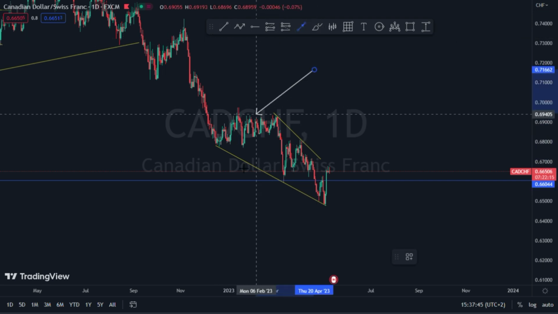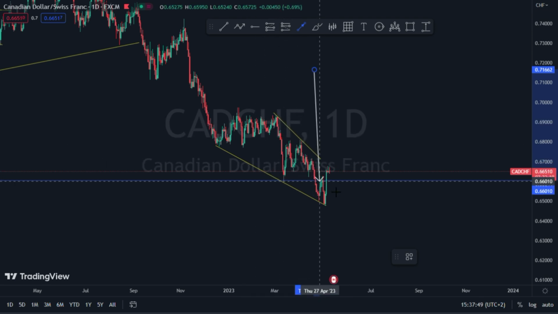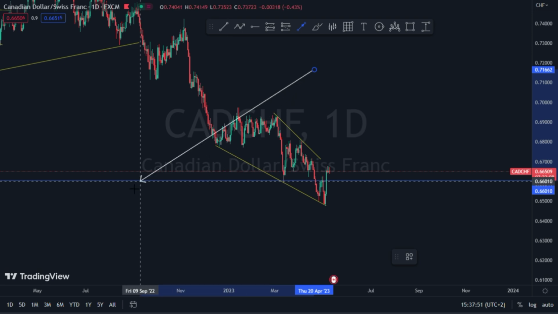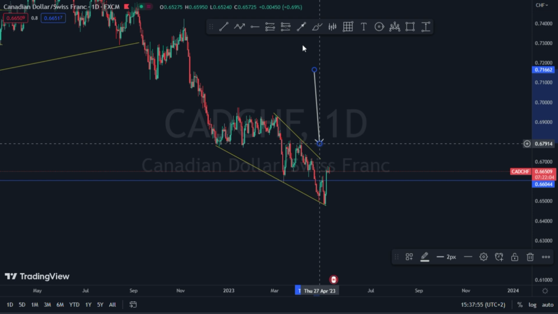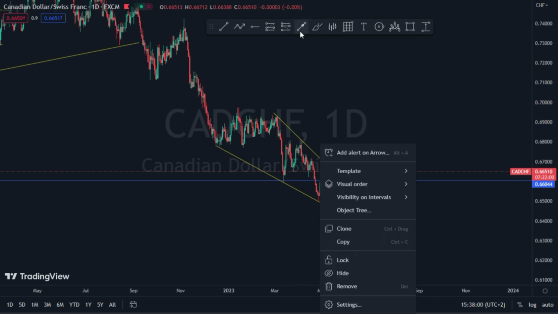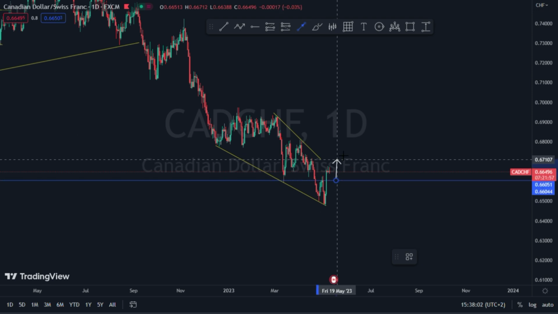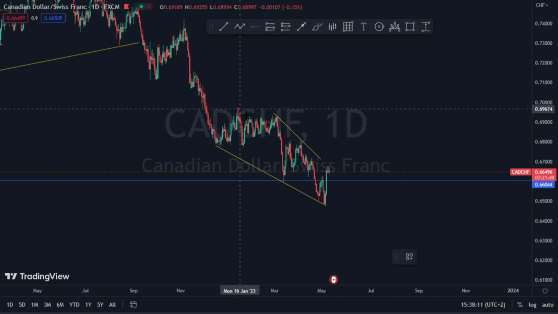So this structure represents a reversal structure because the market approached this lowest level of the market in the form of a structure, which means that the market has to move, which means that the market has to push all the way to the upside. We expect the market to push to the upside maybe until the market reaches these levels right here, right?